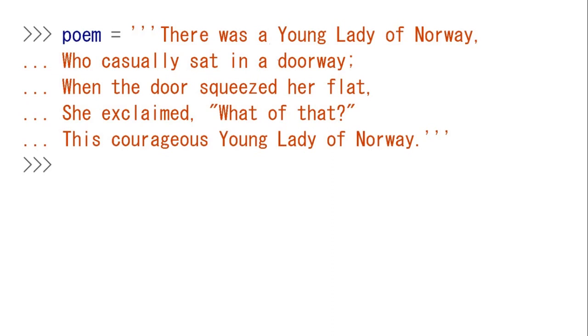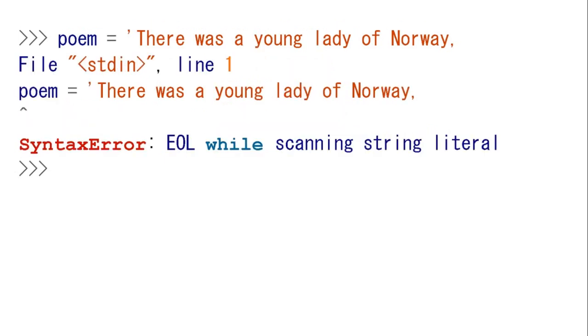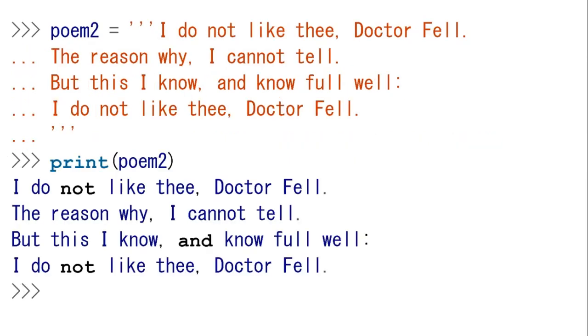This was entered in the interactive interpreter, which prompted us with triple greater-than for the first line and triple dots until we entered the final triple quotes and went to the next line. If you tried to create that poem with single quotes, Python would make a fuss when you went to the second line. By the way, there's a difference between the output of print and the automatic echoing done by the interactive interpreter.